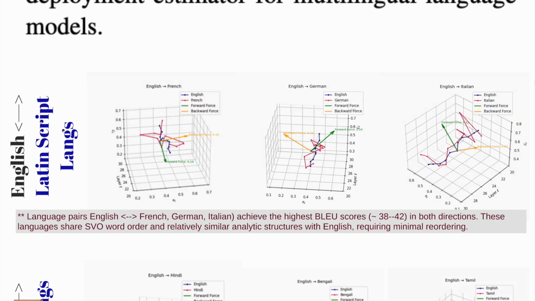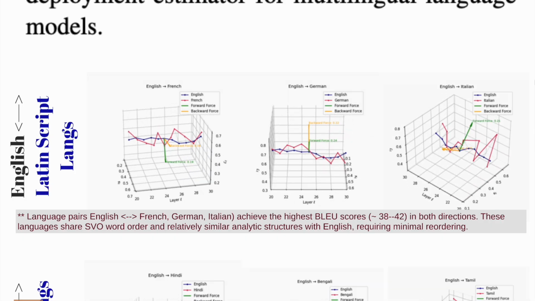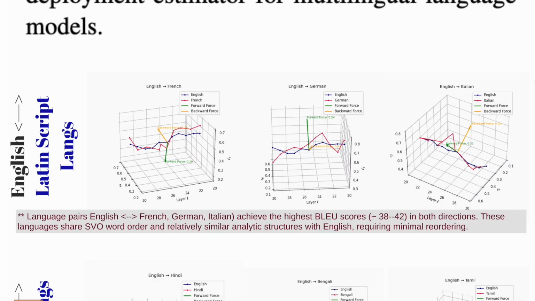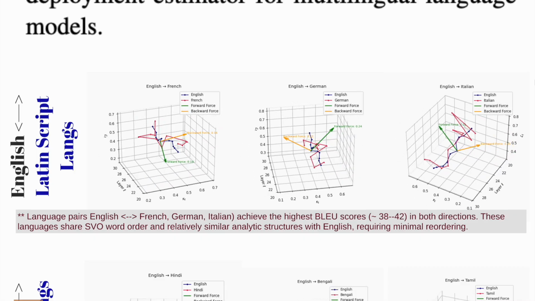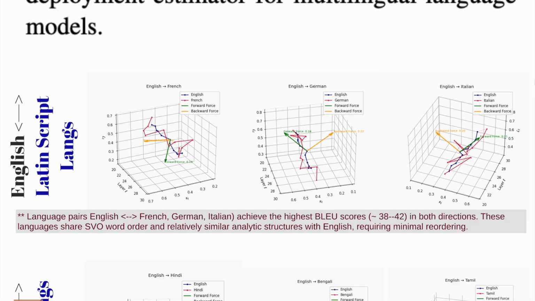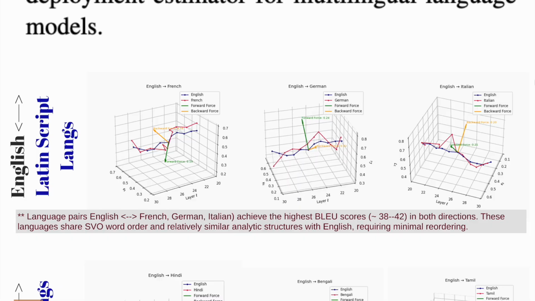English to Latin script languages, French, German, and Italian, show the easiest transfer in our nDNA view. The English and target trajectories run nearly parallel across depth, torsion stays low, and the forward and backward epistemic forces are small and balanced, so total epistemic effort is minimal.